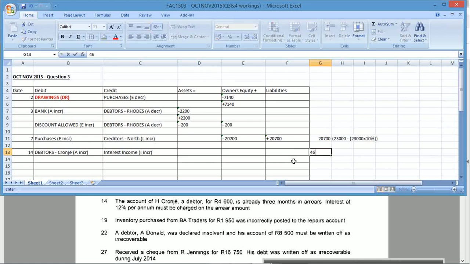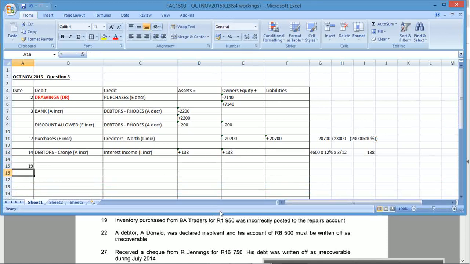Okay, 4/6 times 12% times. How many months was this outstanding? 3 months, 3 over 12. Okay, so 4/6 times 12% times 3 over 12 gives me 138. This goes up. Interest goes up. Happy with that? Questions? Okay.